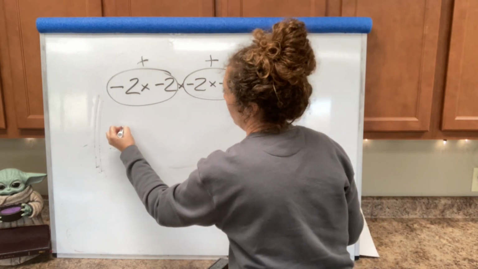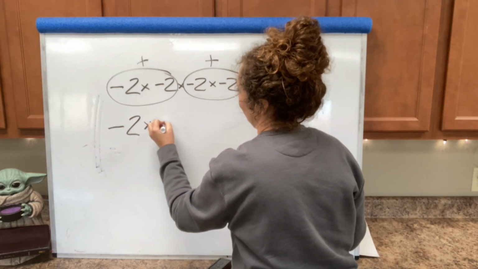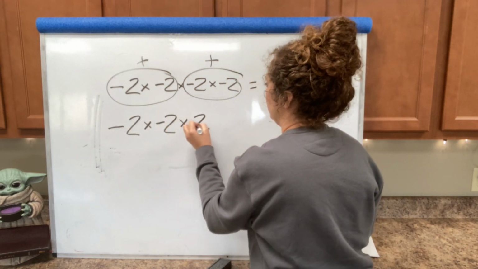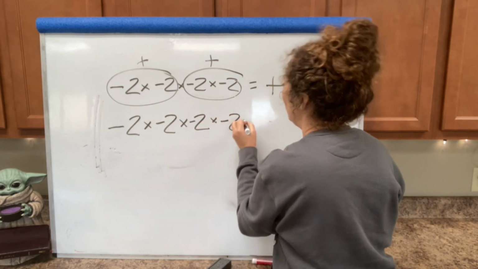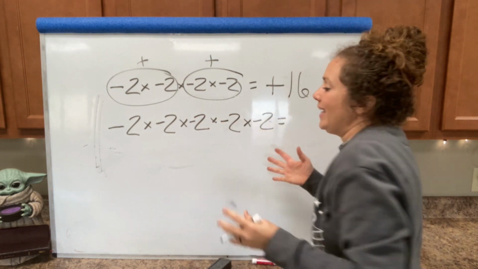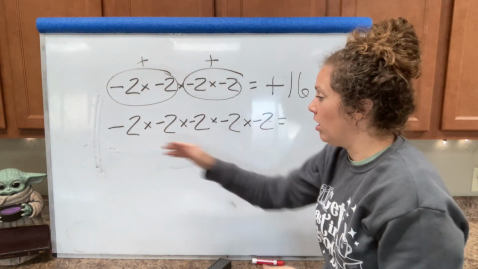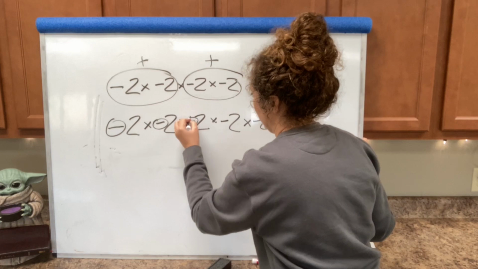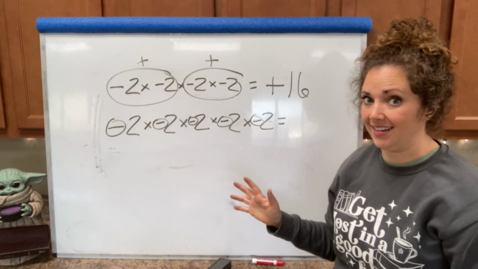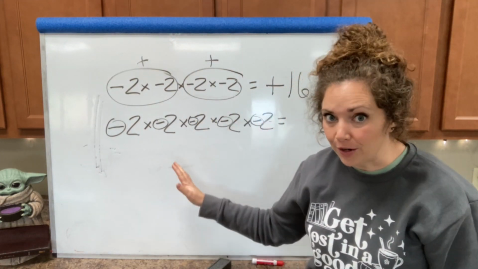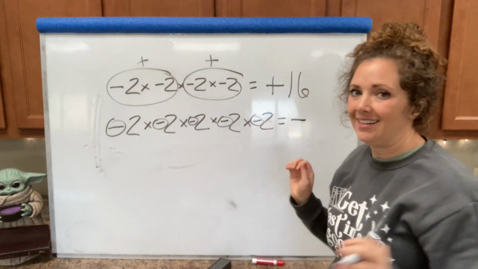Let's try it again, where I have negative 2 times negative 2 multiplied by negative 2 multiplied by negative 2 multiplied by negative 2. Will my answer be positive or negative? Well, let's count how many negative signs there are. 1, 2, 3, 4, 5. There are 5 negative signs. That is an odd number, so my answer will be negative.